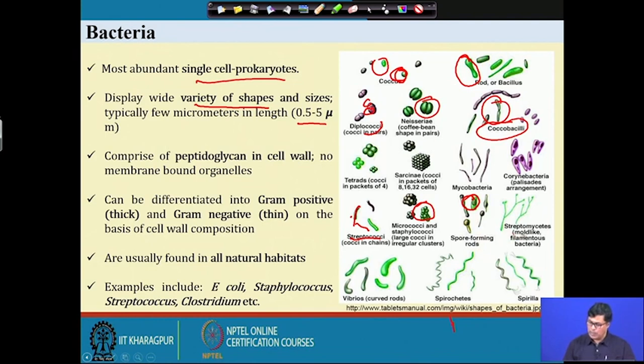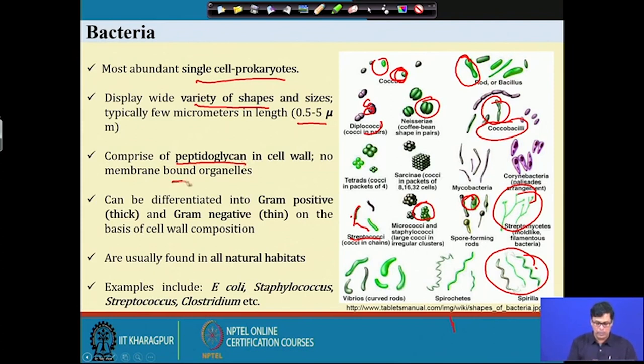And this is the streptomyces, a more filamentous structure. This is the vibrios. And this is spirilla, as it looks under the microscope. And this is the spirochete. The cell wall comprises peptidoglycans.